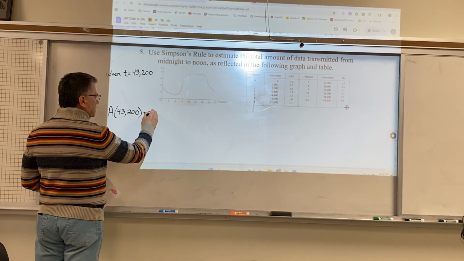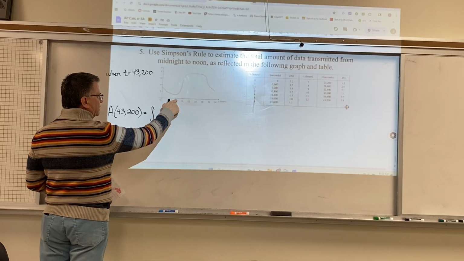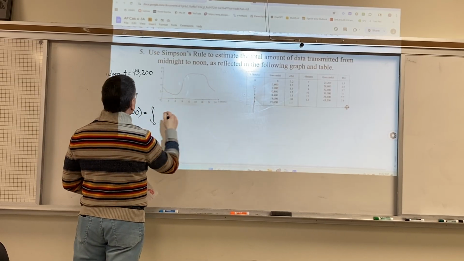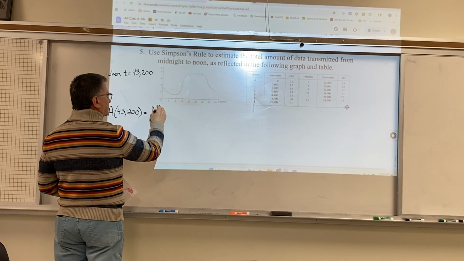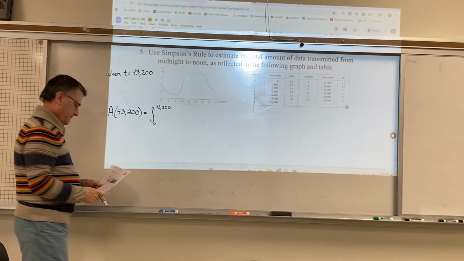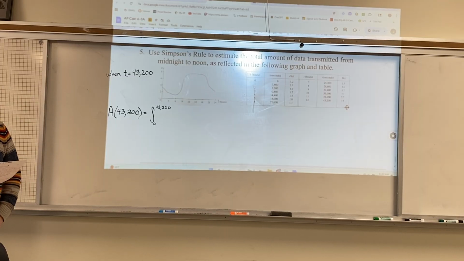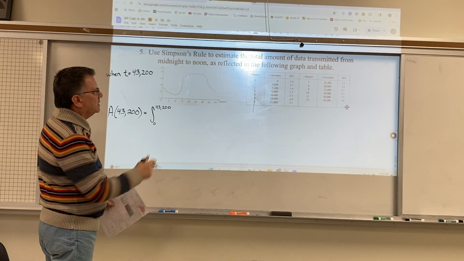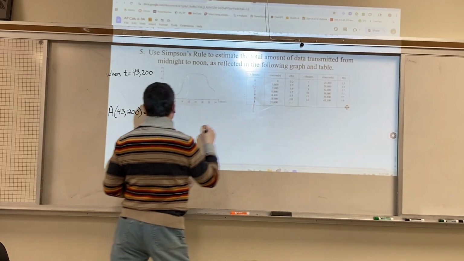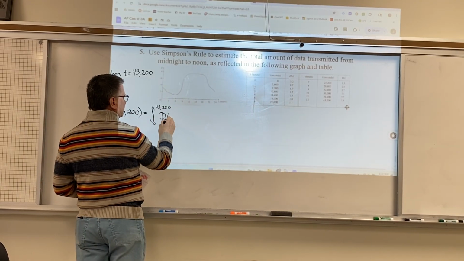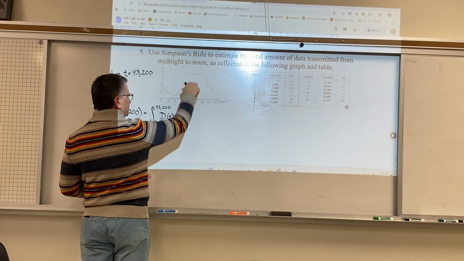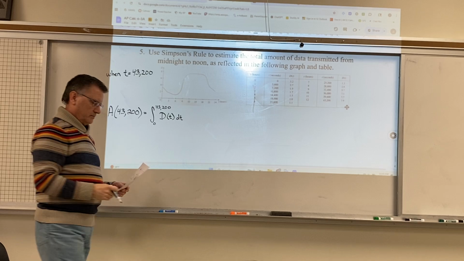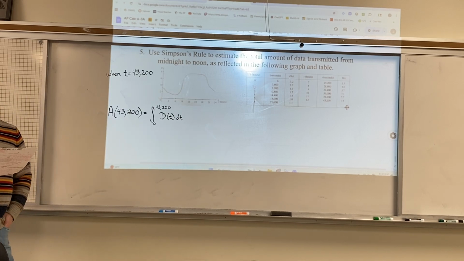And that's going to be the integral, the area under the curve at the x-axis from 0 all the way up to 43,200. We call it D of t. So here's my function, D of t. I don't know what this function is, and I don't need it. I've got the outputs over here. And dt, I assume, is my variable, the change in t.